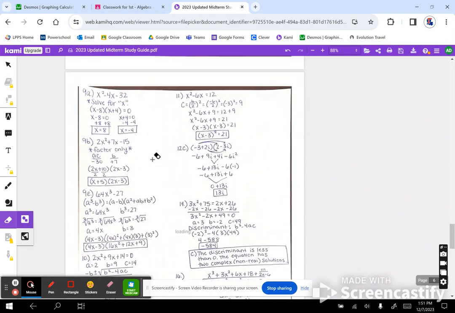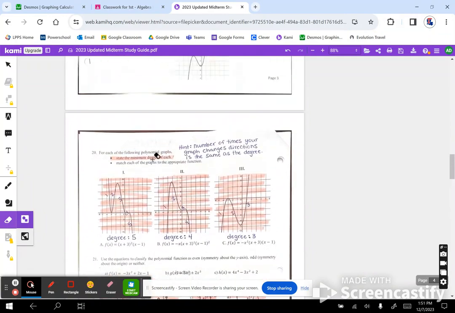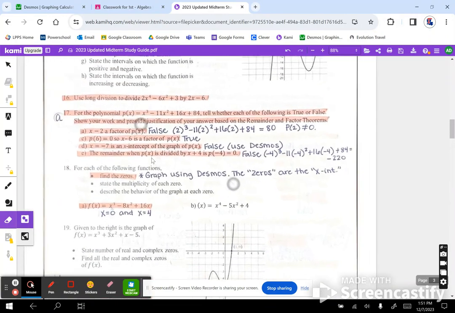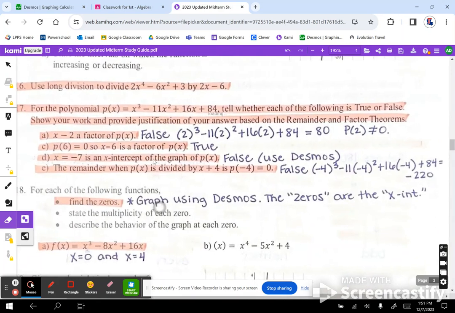Number 17, going back up to 17. All right, here we go. The factor theorem and remainder theorem, you literally do it the same way. You're just going to substitute in your A value. So on here, your A value is the opposite of what you see. If you have x minus 2, your A value is positive 2. So I substituted in positive 2 into this equation: 2 cubed minus 11 times 2 squared plus 16 times 2 plus 84, like what you see here. And then I simplify it. Type that in the calculator exactly how you see it, and you get 80.